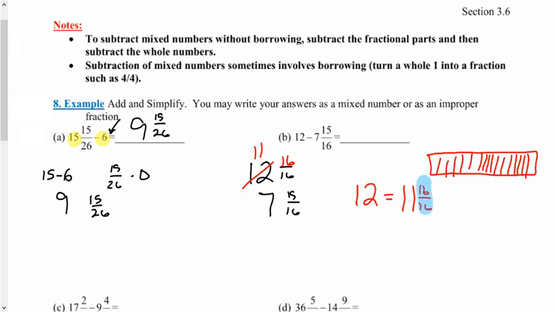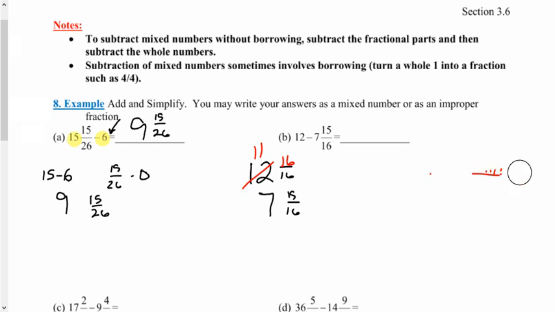Because think about this right here. This guy right here is a value of 1. 16/16, that part's 1. So 11 and 1 make 12. That's how we've changed 12 into something that is equivalent to 12, but it has common denominators with what we're working on. So let's clear this out, and now we can do the whole minus the whole, and so we get 11 minus 7 is 4, and now I have 16/16 minus 15/16 is 1/16. So I get 4 and 1/16.